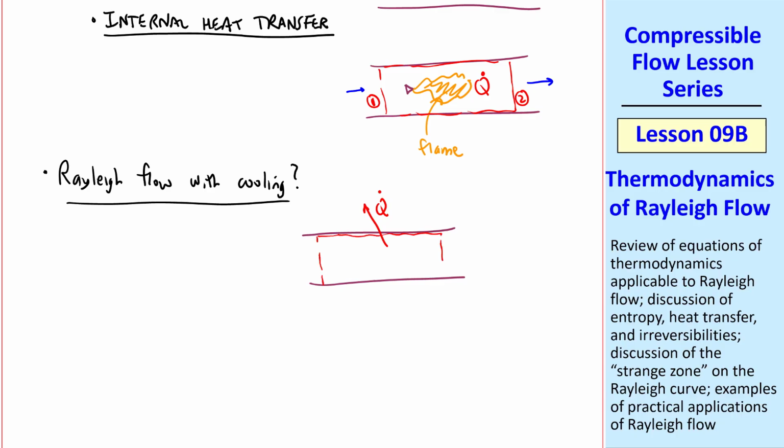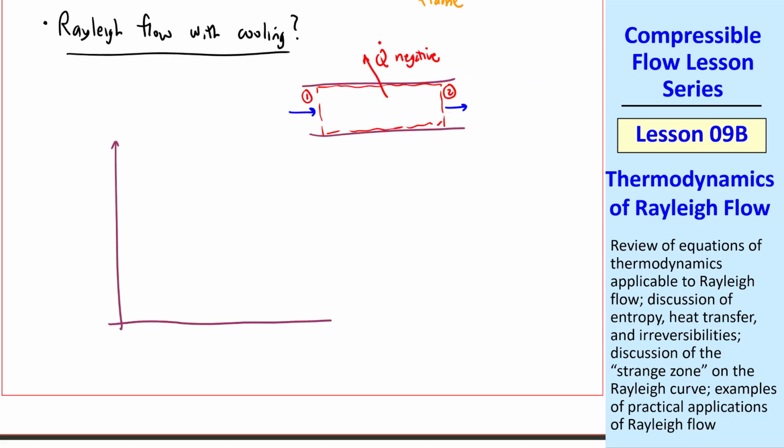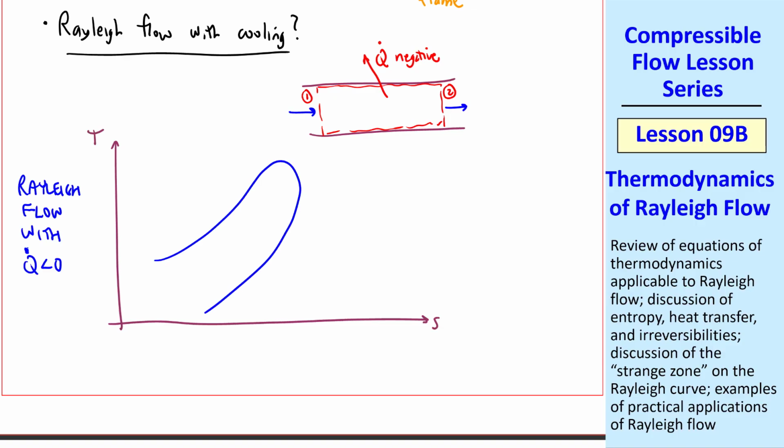In other words, Q dot is negative, where heat goes out between 1 and 2. Let's sketch the TS diagram and the Rayleigh curve for that case, namely Rayleigh flow with Q dot less than 0, or cooling. Again, we have a subsonic and a supersonic branch with M equal 1 at maximum entropy. If we start anywhere on this subsonic branch and remove heat, Q dot less than 0, we'll now move along the curve such that S goes down and Mach number goes down as we remove more heat. I'll call that 1 sub like I did before.